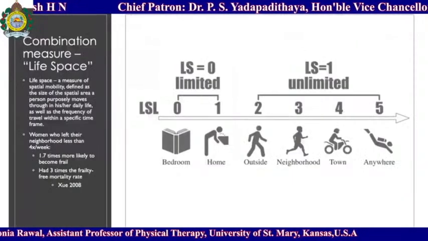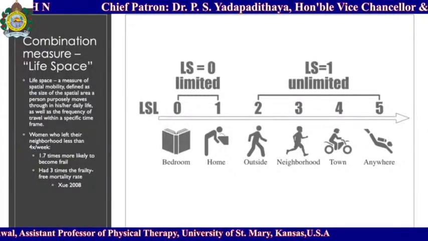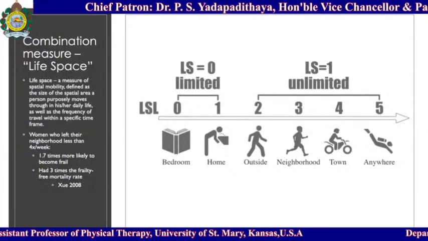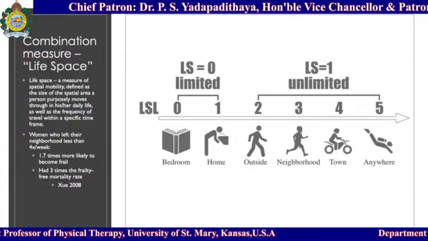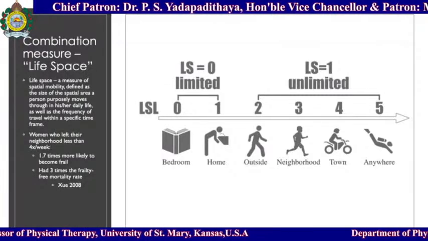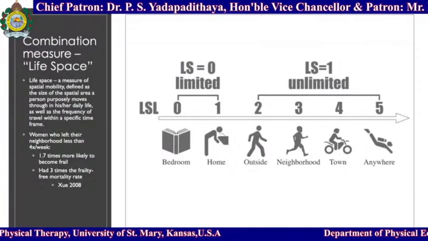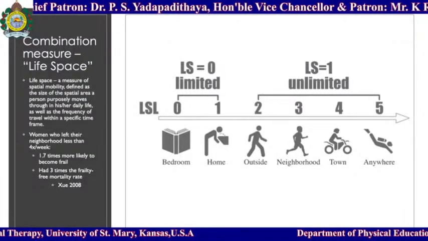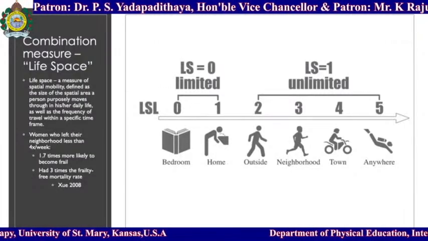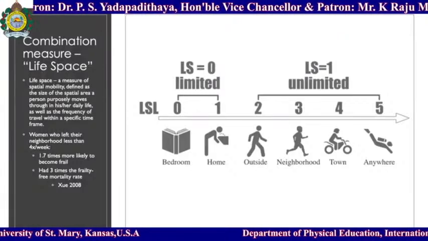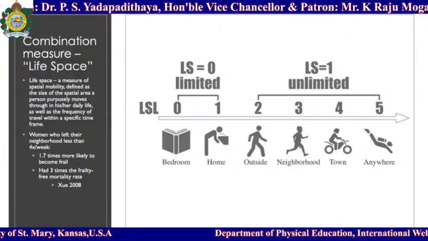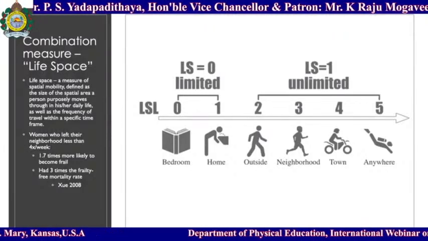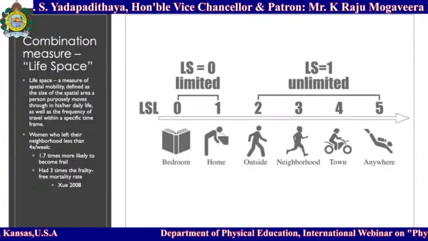Another really good way to think about physical activity is a combination measure, which is life space. Life space is a measure of spatial mobility. It's defined as the size of the spatial area a person purposely moves through in his or her daily life, as well as the frequency of travel within a specific time frame.